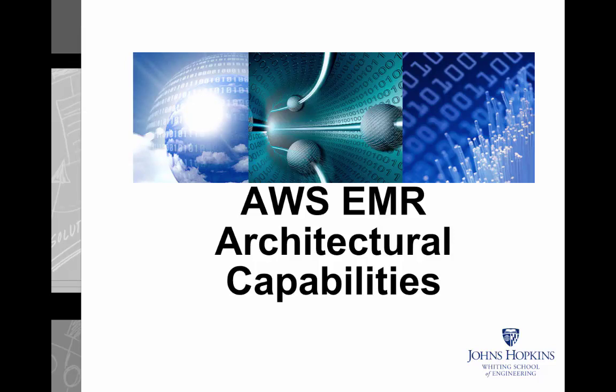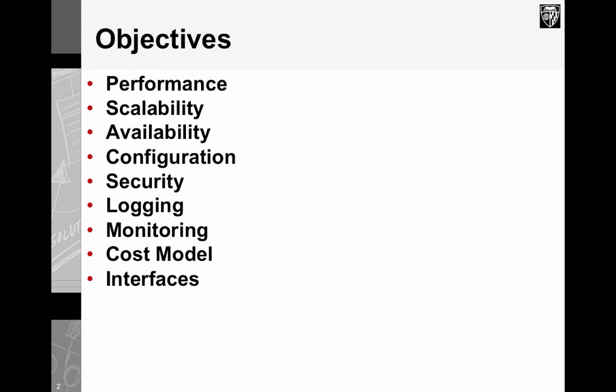AWS EMR architectural capabilities. In this section, let's look at some of the architectural capabilities of AWS EMR. Okay, so what are the objectives? We're going to look at the performance of EMR, then we'll look at scalability, availability, configuration, security, logging, monitoring, cost model, and interfaces associated with the Elastic MapReduce cluster.